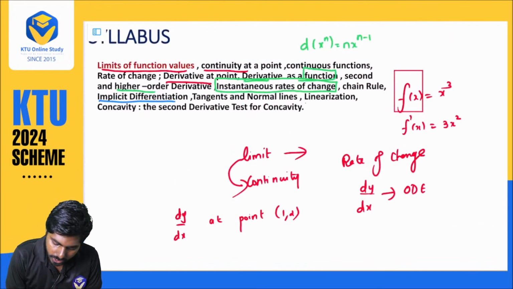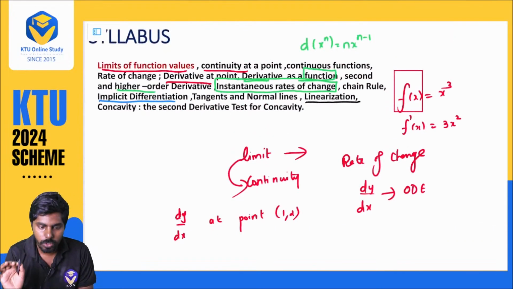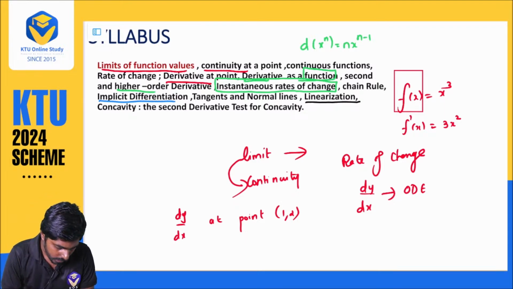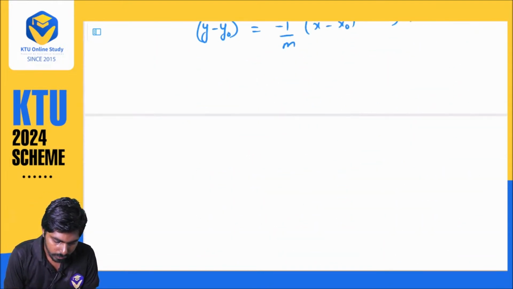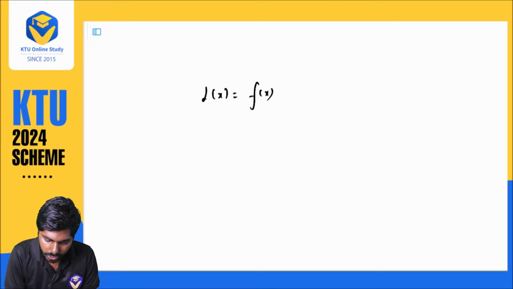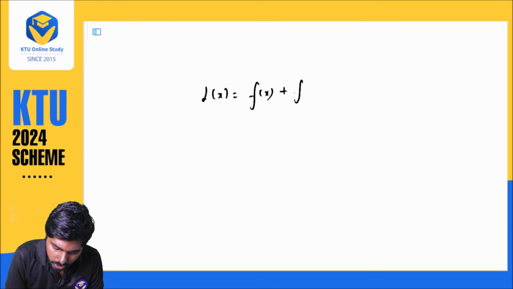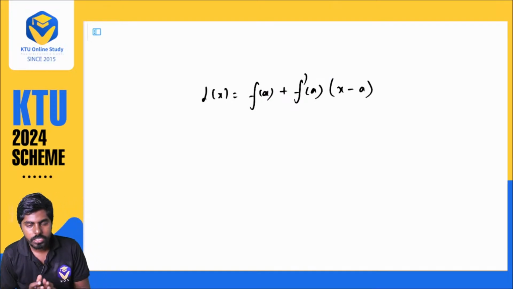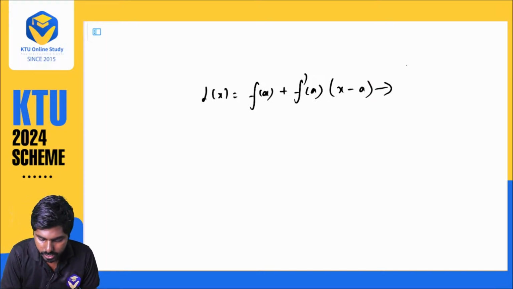Then linearization is also a very simple topic. You want to know the formula, which also deals with differentiation. The linearization formula is L of x is equal to f of a plus f dash of a into x minus a. If you apply this formula, that is called linearization. This is the linearization formula.